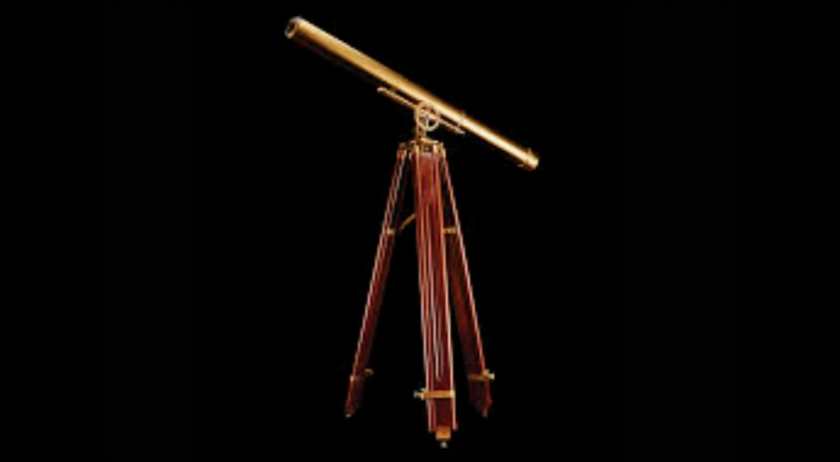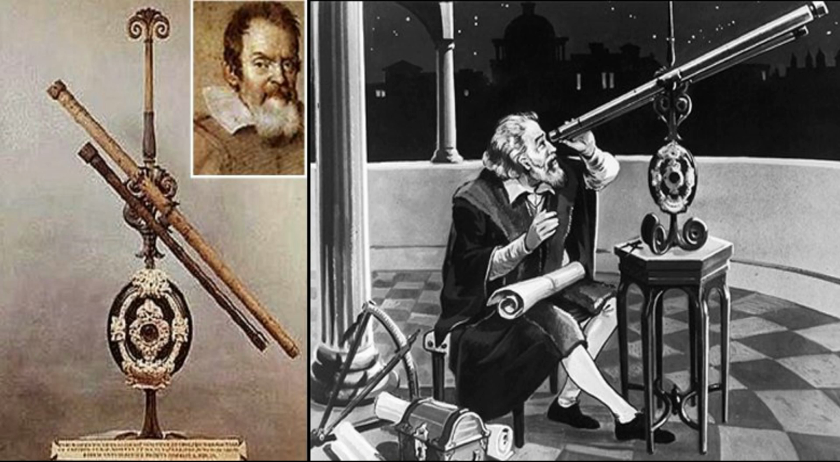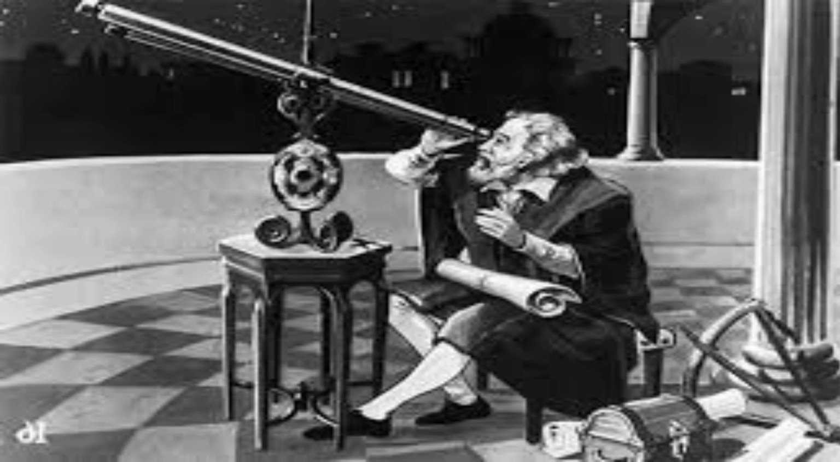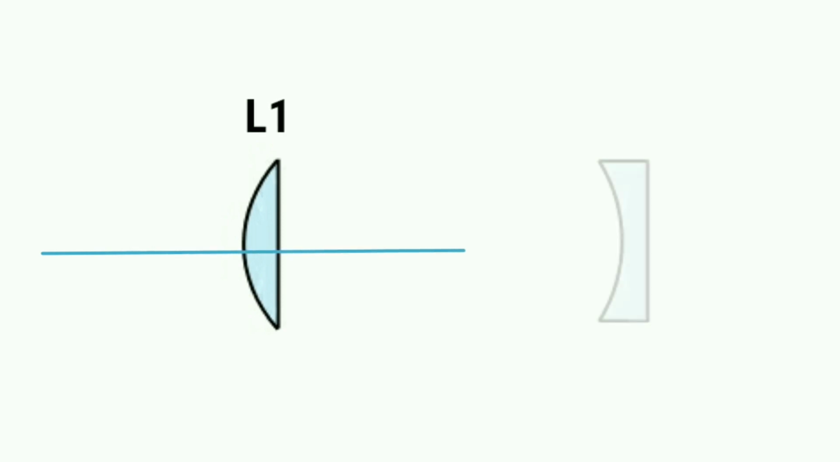There are mainly two different types of refracting telescopes, such as Galilean telescope and Keplerian telescope. In the year of 1609, Galileo Galilei designed the first refracting telescope called the Galilean telescope. It used a plano-convex lens as a primary lens and a plano-concave lens as the eyepiece. In this telescope, the plano-convex lens L1 is placed at one end of the tube and the plano-concave lens L2 is placed at the other end.